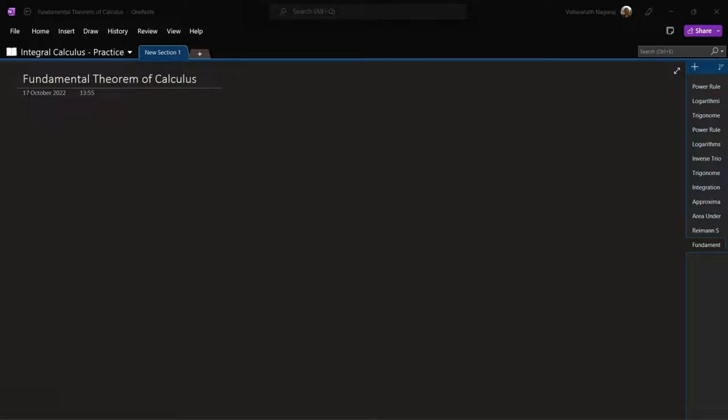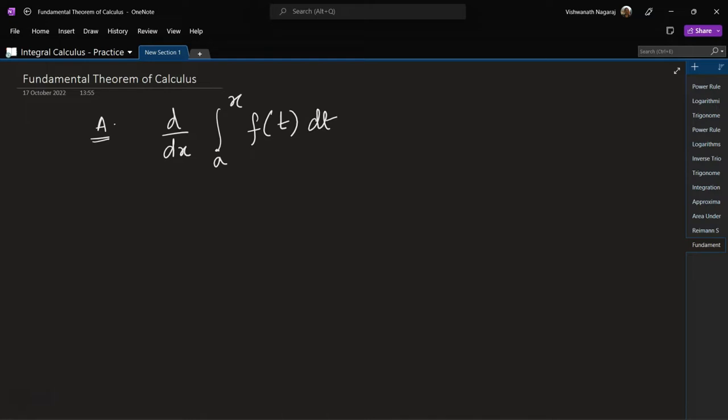Let's look at the fundamental theorem of calculus. There are basically two parts to it. One is d by dx of the integral from a to x of f of t dt is equal to f of x.